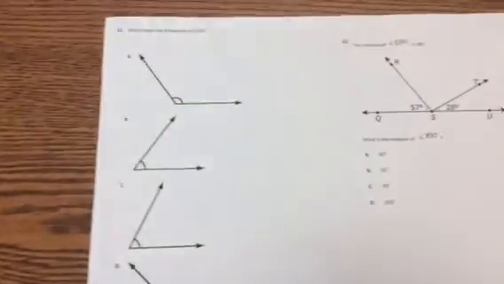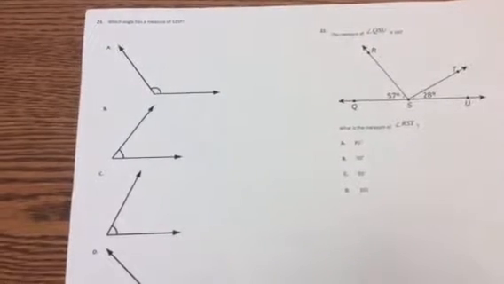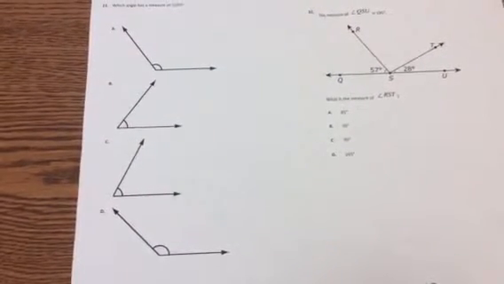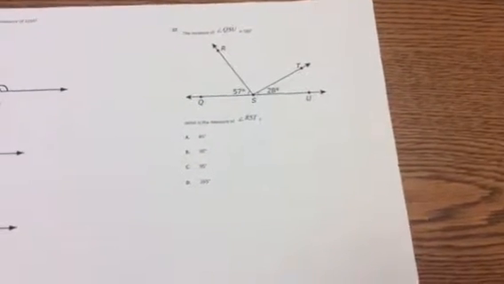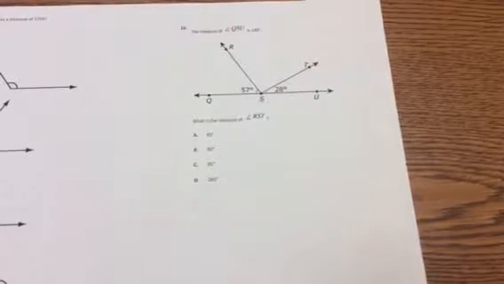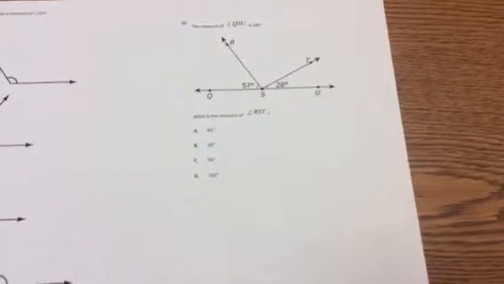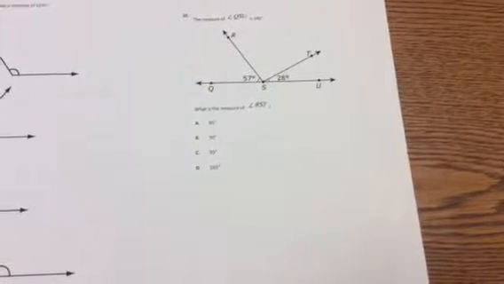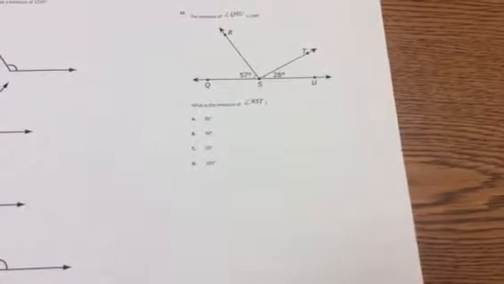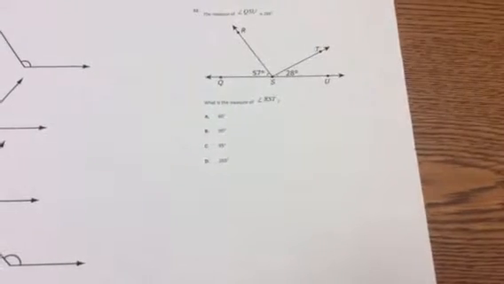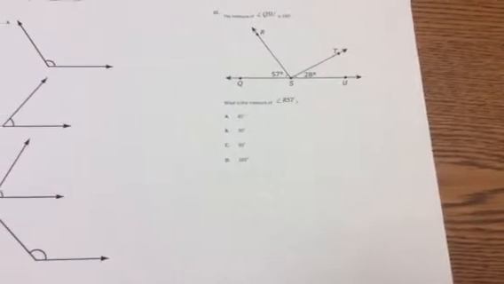Number 21. Which angle has a measure of 125 degrees? Number 22. The measure of angle QSU is 180 degrees. What is the measure of angle RST? A, 85 degrees, B, 90 degrees, C, 95 degrees, D, 265 degrees.